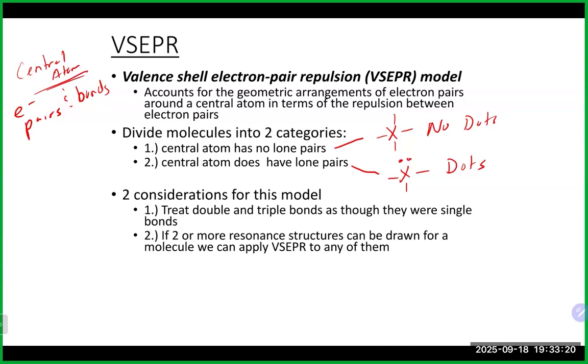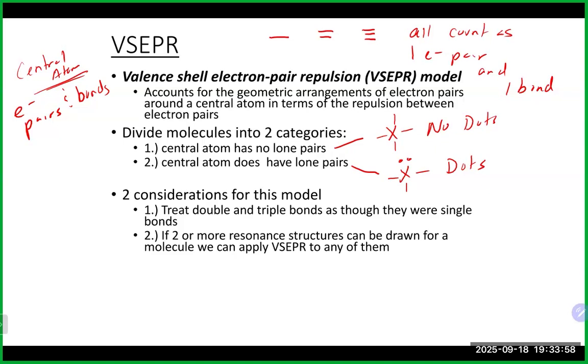And that's where we apply geometry. So if you have a single bond, a double bond, or a triple bond, they all count as one electron pair and one bond. Again, that's just for geometry, and that's really important here. The other part is if you can draw a resonance structure for a particular compound like we did earlier, you could apply this geometry to all the resonance structures. In most cases, the resonance structures will end up with the same geometry.